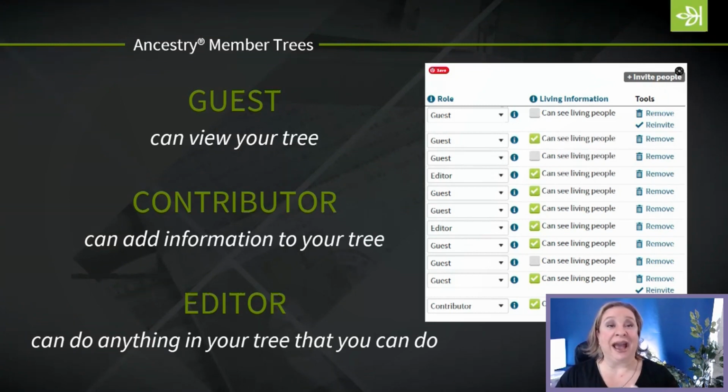Now, if they already have an Ancestry account, you're going to want to use the email address they have associated with that account. So if it's a cousin you just met on Ancestry, you're going to want to make sure you've sent messages to them. We'll get there. You're going to send messages back and forth to them and get their email address so that you can send it to the correct email address.